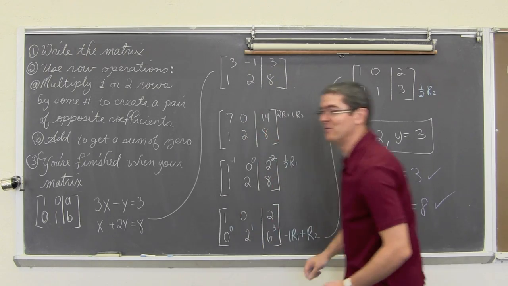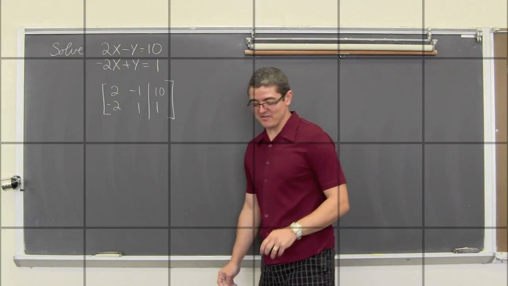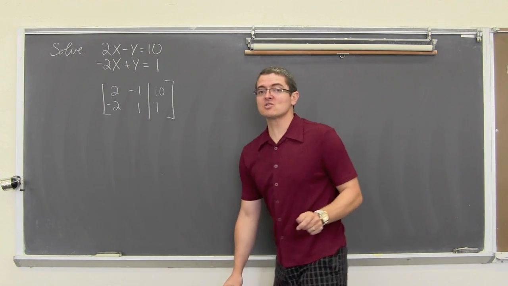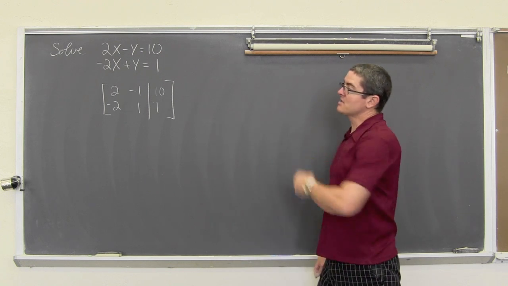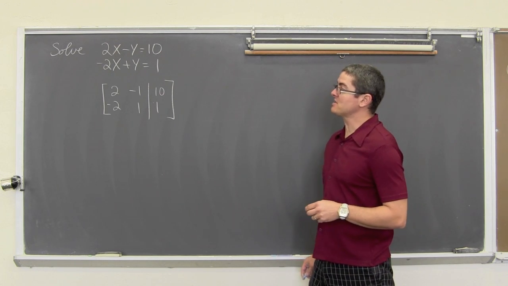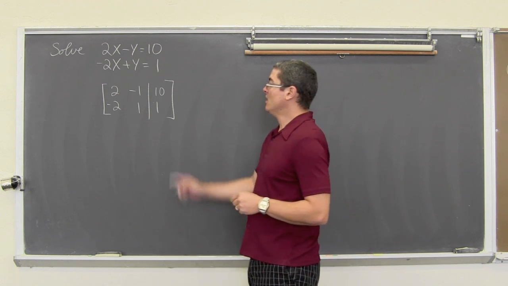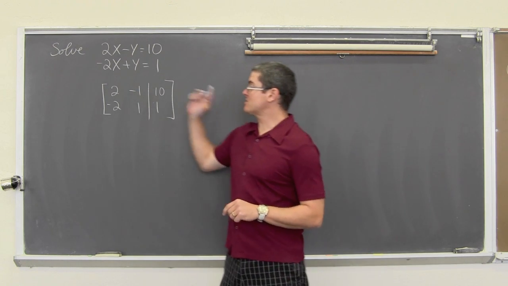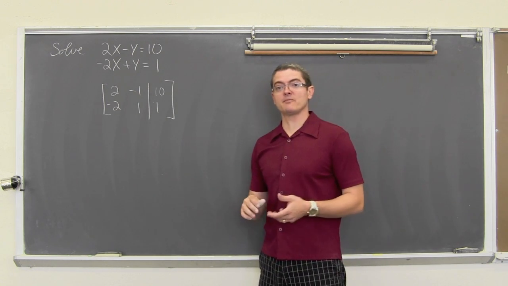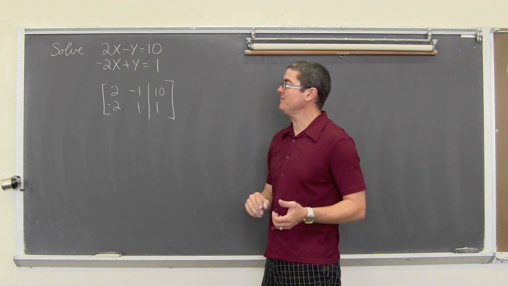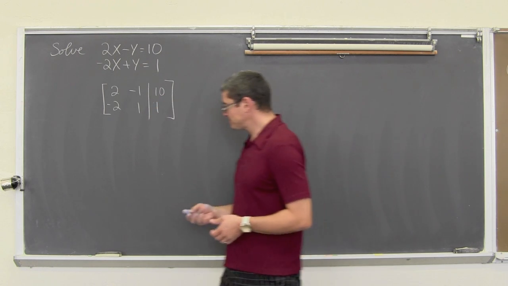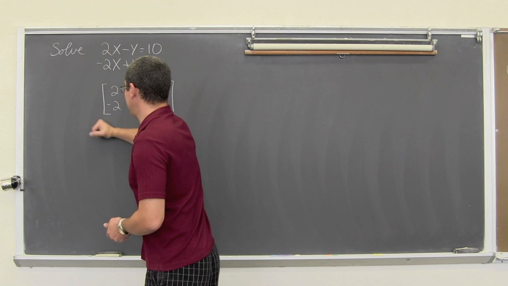Let's go on to another example. This next example isn't going to take very long. You might even see the solution before you even start the problem. Solve the system of equations 2x minus y equals 10 and negative 2x plus y equals 1. Well, that written in matrix format is, just write it out except for no x's and y's. Here's the equal sign. And I want to make a new matrix.